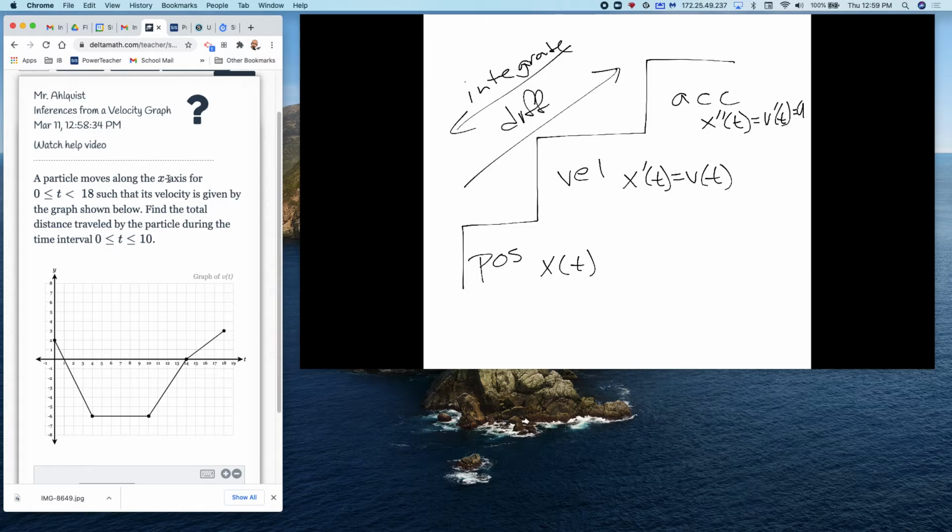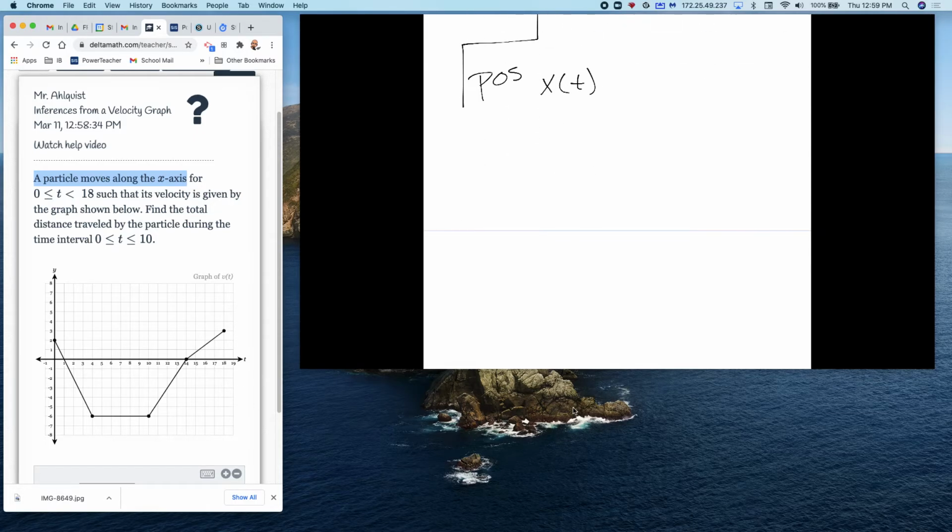So a particle moves along an x-axis. What that means, this idea of a particle moving along an x-axis, is it's on a road. So it's on a road going left or right. So think of a particle moving along an x-axis as going on this road somewhere, back and forth. The velocity is given by this graph. Find the total distance traveled during 0 to 10.